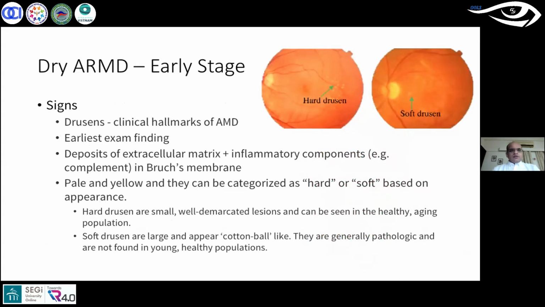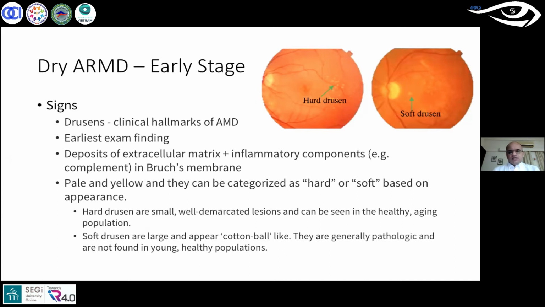Now, in terms of signs and symptoms, when we look at dry ARMD, in the early stages, the drusen are the clinical hallmark. They are the earliest exam finding. You can see them scattered at the posterior pole. They are basically deposits, as already discussed, of extracellular matrix and inflammatory components in the Bruch's membrane. They are usually pale yellow and can be classified as hard or soft based on appearance. Hard are smaller, with more defined margins. Soft are more confluent, and appear like a cotton ball.